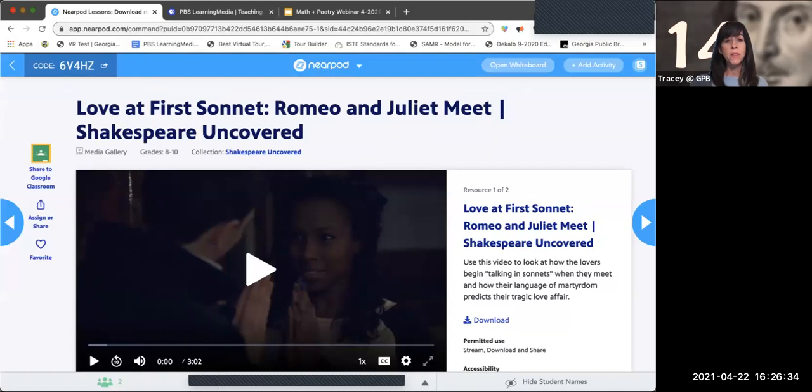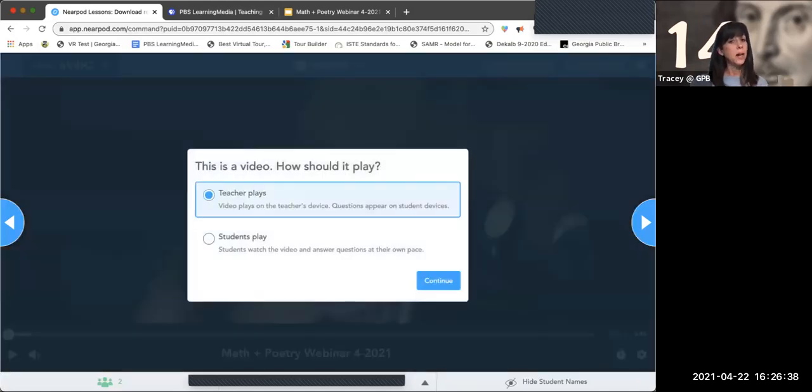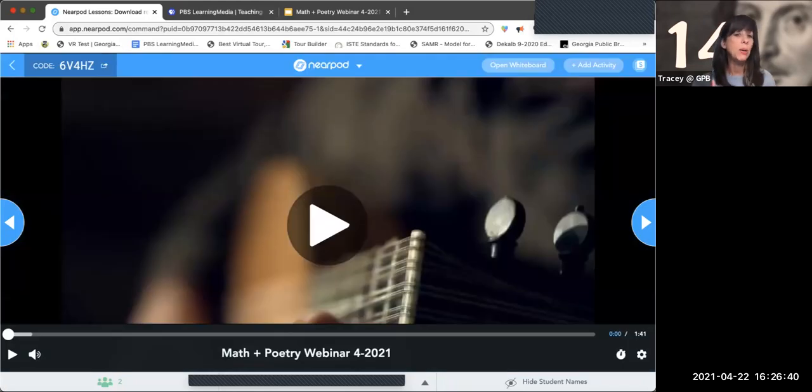I'm just going to play a little bit of this so students, again, can start to hear what a sonnet sounds like and see how it's acted out. So again, this is just part of the listening and the looking at a sonnet, looking for patterns, looking for meaning, looking for structure as they're exploring the math and the poetry. So that's just a portion of that video.